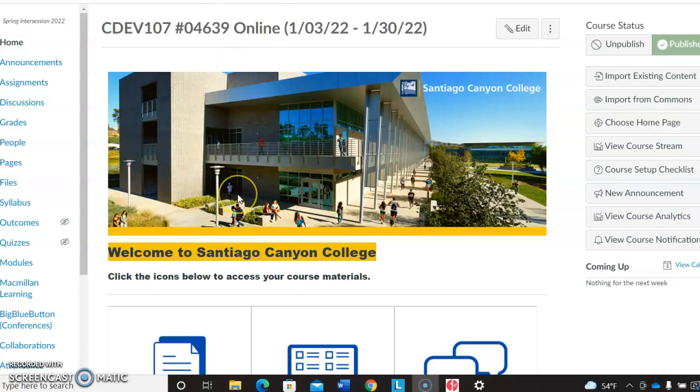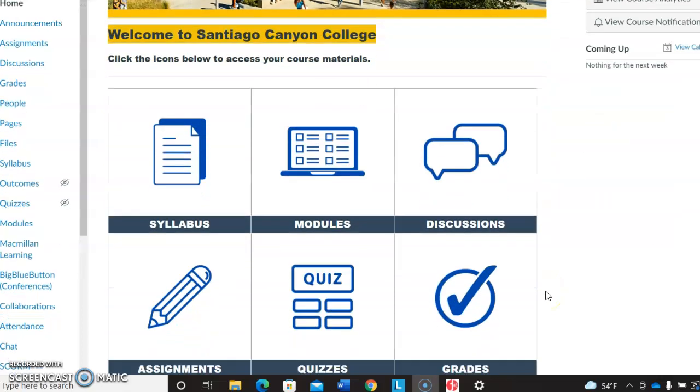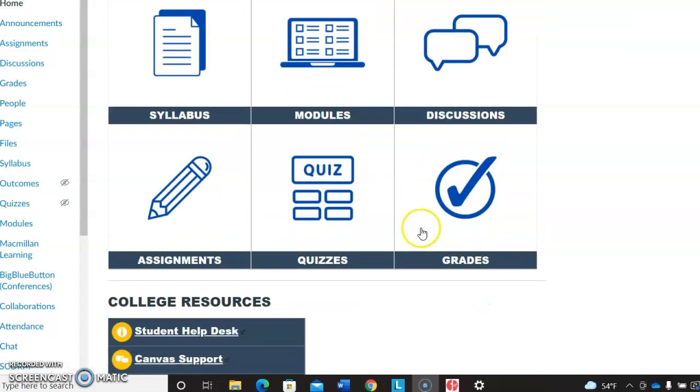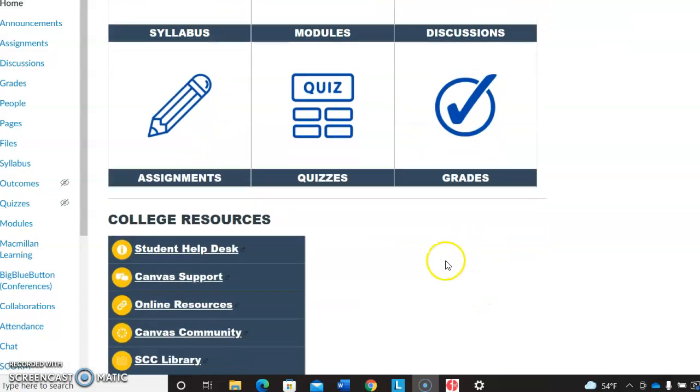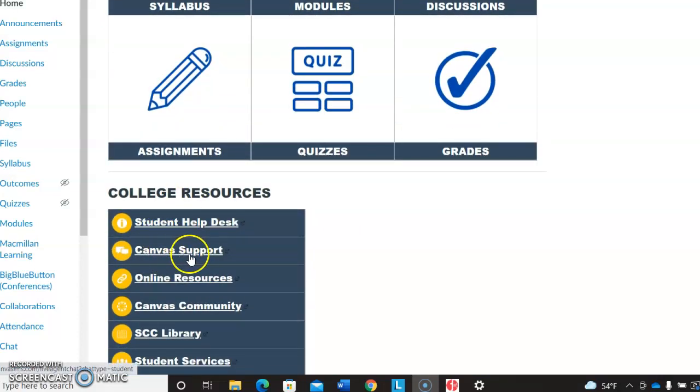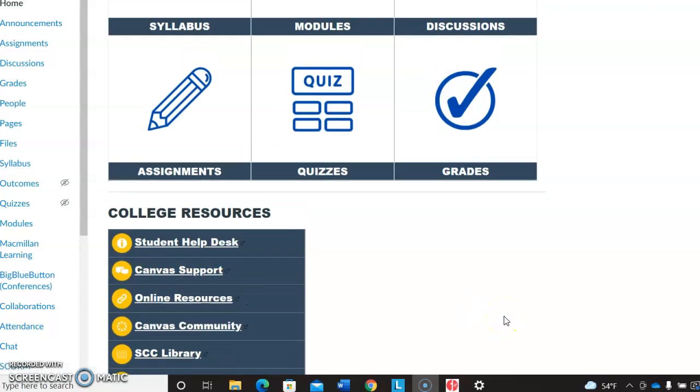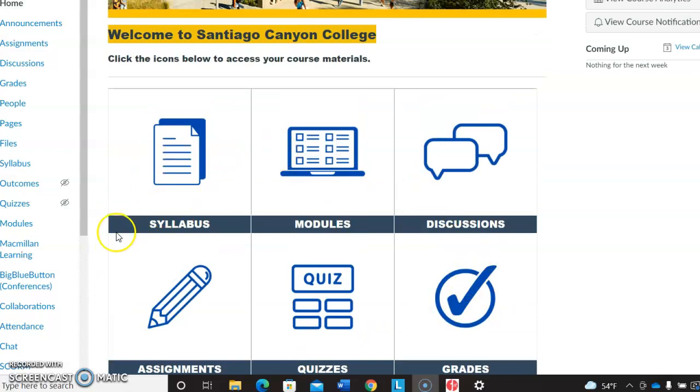So jumping right into the course, here is our home page for the course. Now you can see there's syllabus, modules, discussion, assignments, and so forth. At the bottom, Canvas support is an important button right here in case you're having any issues with Canvas. All of these, as you see, are also on the side. So you can get the syllabus by clicking the syllabus. You do want to go over your syllabus. If you have any questions, please email me.